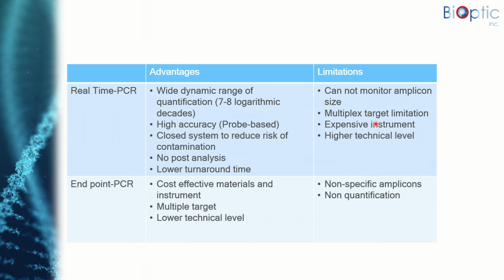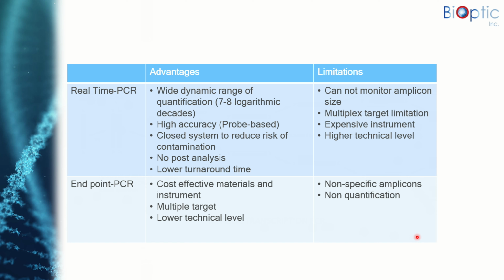And we simply compare real-time PCR and endpoint PCR. Real-time PCR can do quantification, and it provides high accuracy. It is a closed system that reduces the risk of contamination, with no need for post-analysis. But it still has several limitations. It cannot monitor amplicon size, and multiplex targets are limited. For now, 4 or 5 targets are allowed, so it also depends on the instrument.